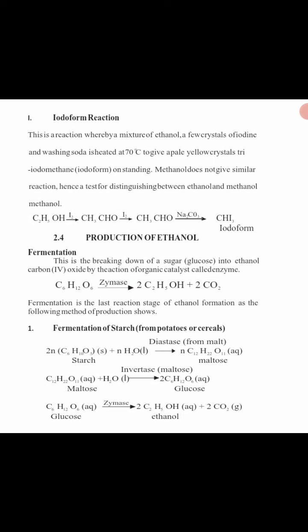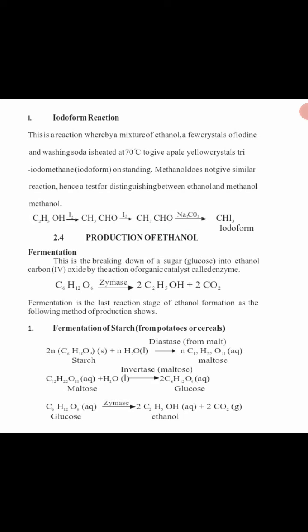Then we'll see the reaction process below. Look at the production of ethanol. First, fermentation of starch from potatoes or cereals. Let's see the reaction you have there. The catalyst there is diastase from malt. Jamb asks these kinds of questions in between the lines. Then the next phase: maltose is converted into glucose with the catalyst known as invertase.